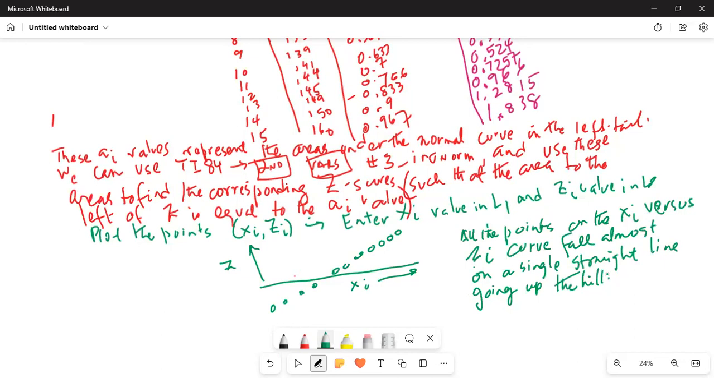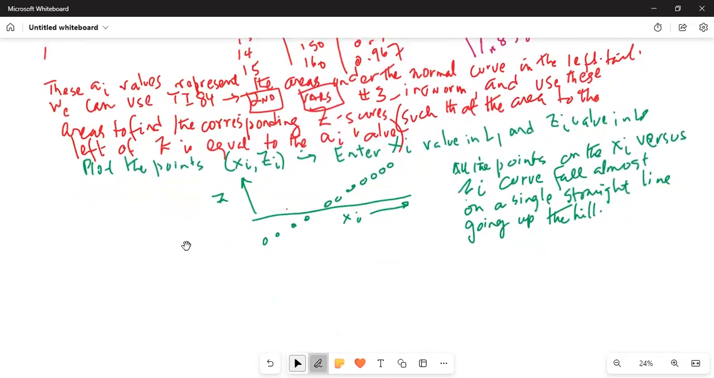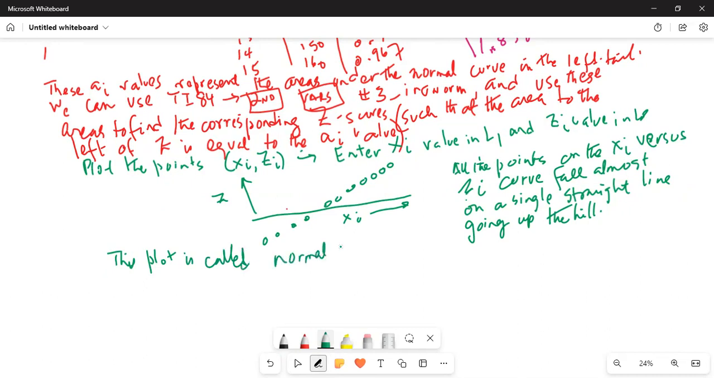And this plot, let me write it down. This plot is called normal quantile plot.